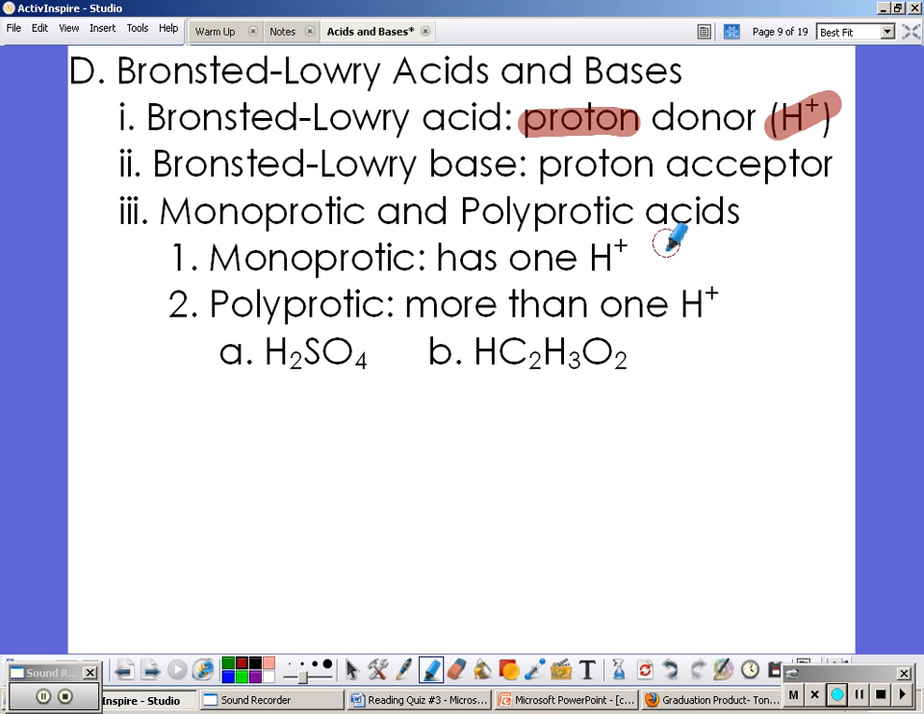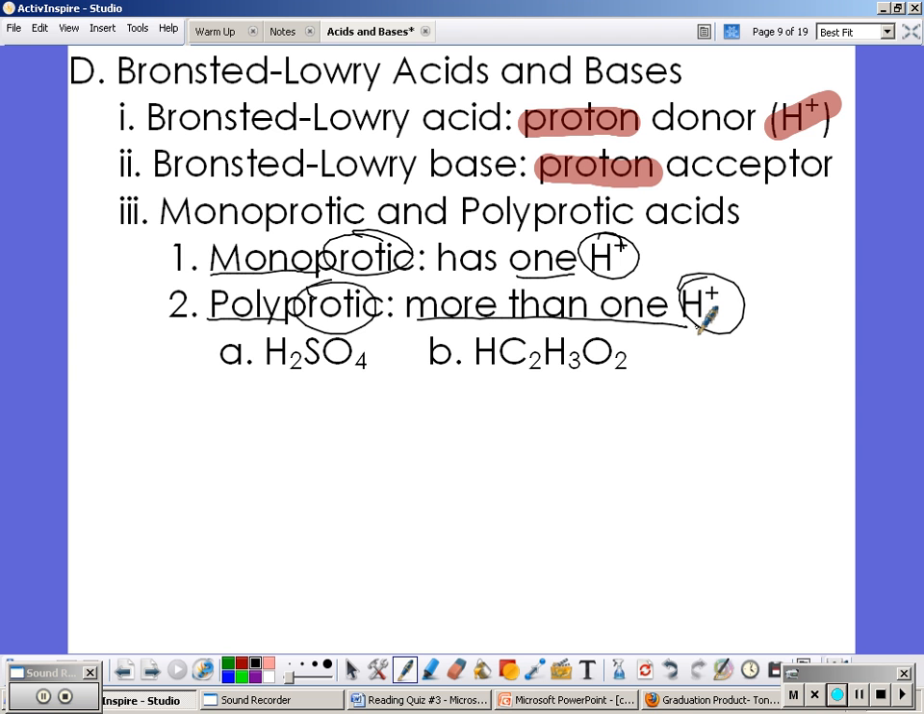A Bronsted-Lowry base accepts the hydrogen, or is a proton acceptor. Monoprotic and polyprotic. So mono means one. Protic refers to the number of hydrogens. So monoprotic has one hydrogen. Poly means more than one. Protic means hydrogens. So polyprotic, you have more than one hydrogen to give away. So H2SO4, or sulfuric acid, would be polyprotic because it has two hydrogens.